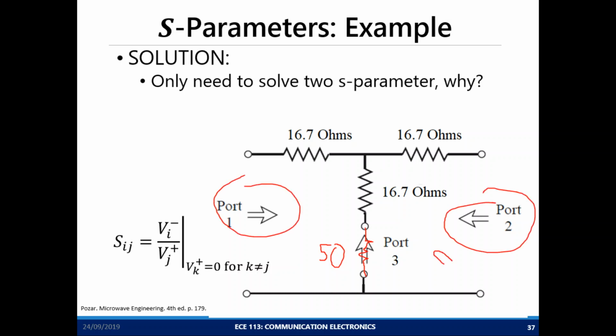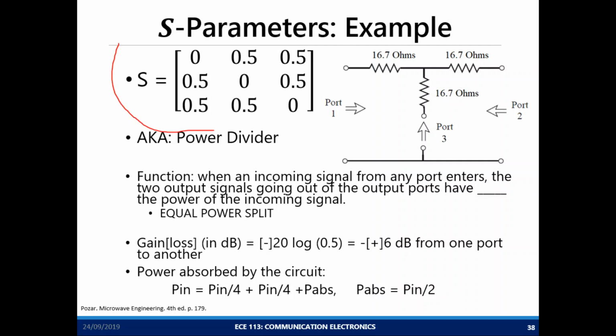You'll get an S11 and S22, and that is equal to S33, and S12, which, since it's reciprocal, is equal to S21, which, since again it's symmetric with all the ports, is equal to S13, which is equal to S31, and so on and so forth. You'll get this result for your S parameters.